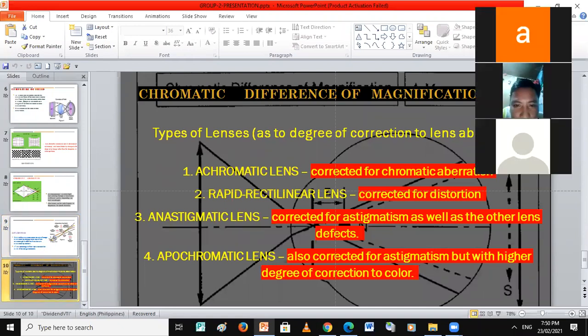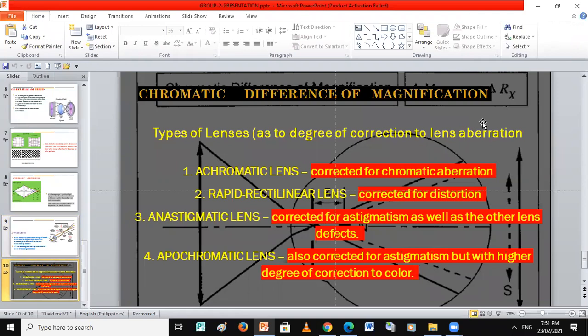Type of lens and the degree of correction of aberration. Number 1, achromatic lens corrects the chromatic aberration. Number 2, rapid rectilinear lens corrects distortion. Number 3, anastigmatic lens corrects astigmatism and several other lens defects. Apochromatic lens also corrects for astigmatism with a higher degree of color correction.